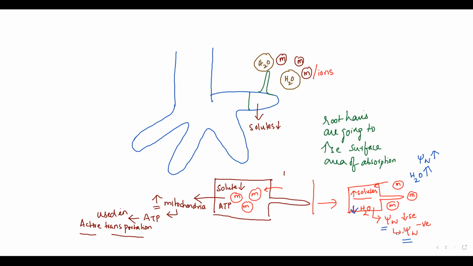But here the water potential is less. So obviously what is going to happen? We know that the water molecules are going to move from a higher water potential area into a lower water potential area across a semi-permeable membrane. Then we should call this particular mechanism osmosis. The same logic is being applied here.